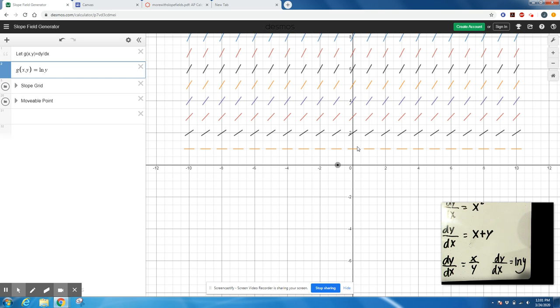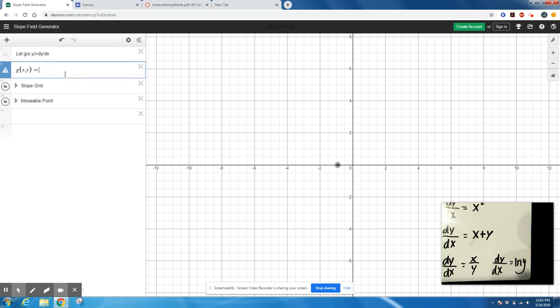Let's plug in y is 2. If y is 2, ln 2 is some positive number. Notice that every single time that y is 2, you have a consistent, identical, positive slope. ln 3, a little bit steeper, but consistent. Every single place where y is 3, you have that same consistent slope. Here's what the field would look like for ln y.